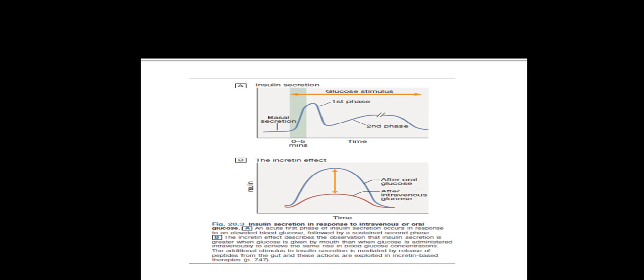So this picture again shows the insulin secretion when there is a glucose stimulus. There is a basal secretion. There is a first phase of increased insulin secretion, as you see in picture A. And in B, you see the incretin effect. After intravenous glucose, the amount of insulin produced is far less as compared to after oral glucose.